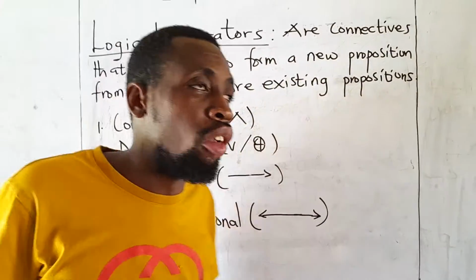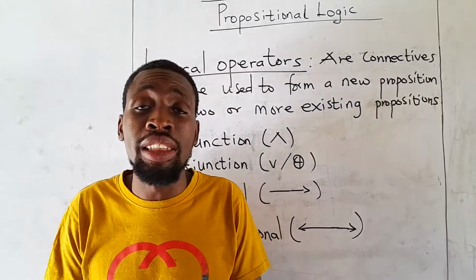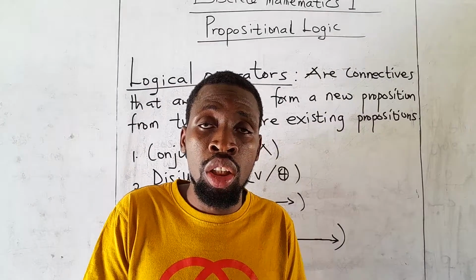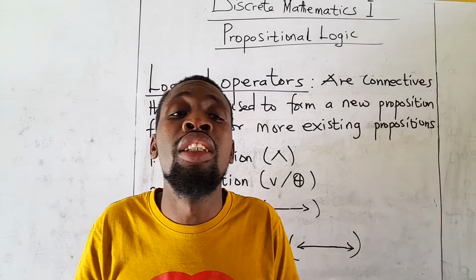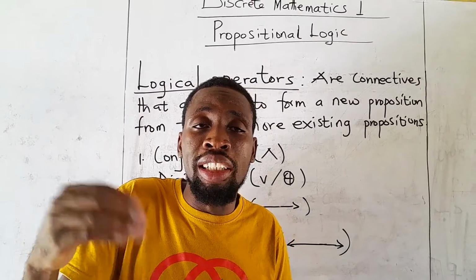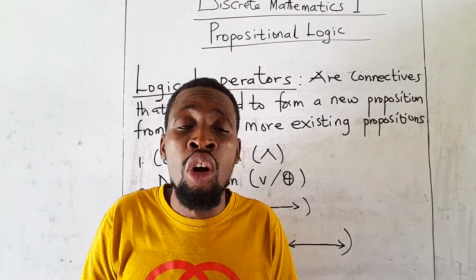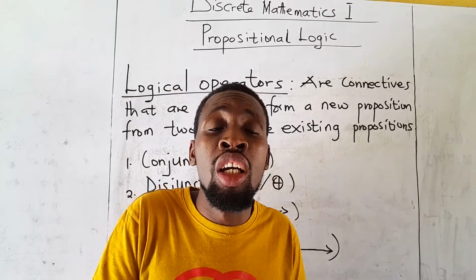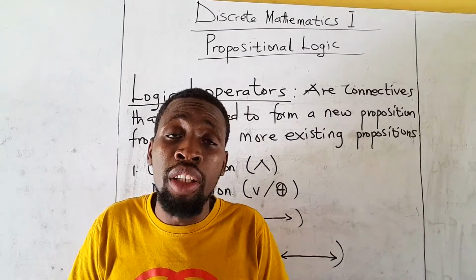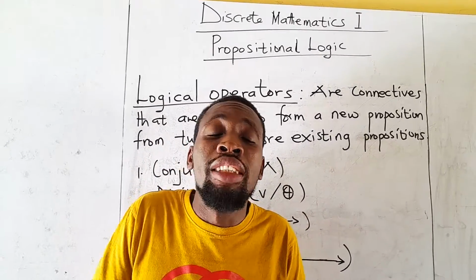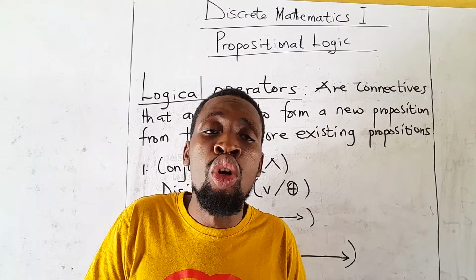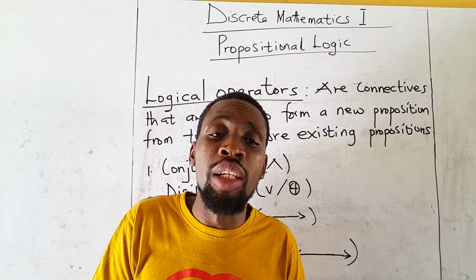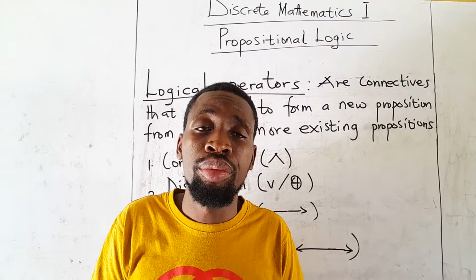So when a statement is given, you will be able to know whether this statement is a conjunction by identifying the logical operator, or this statement is a disjunction by identifying the logical operator involved, or this statement is conditional, or this statement is biconditional. The logical operator involved will help you identify it. So we take them one after the other.